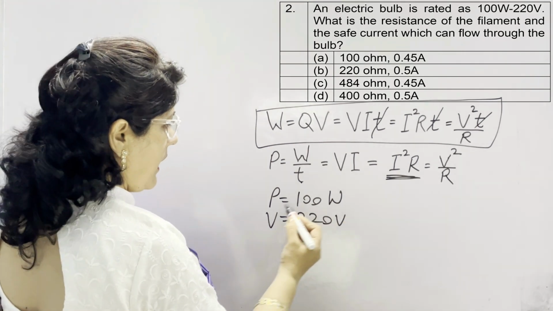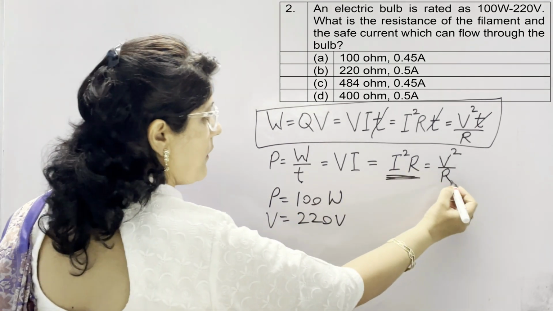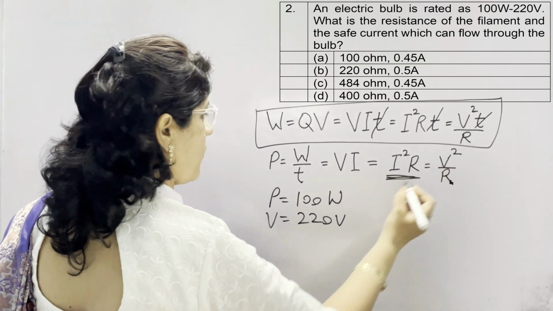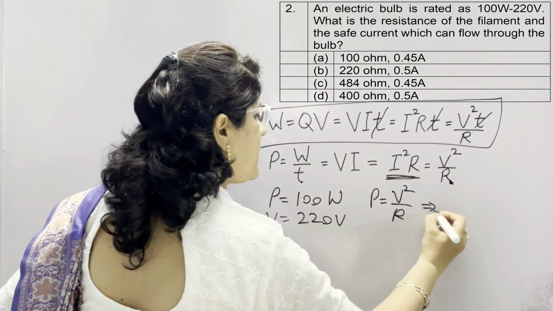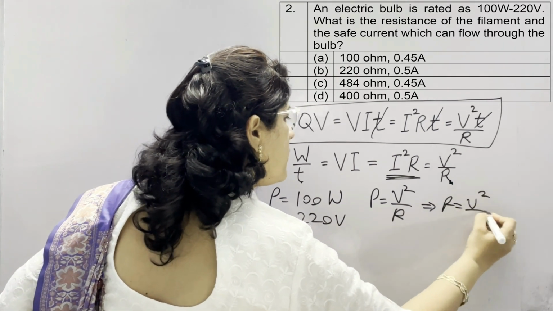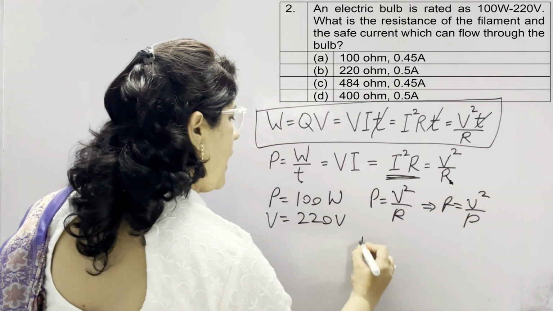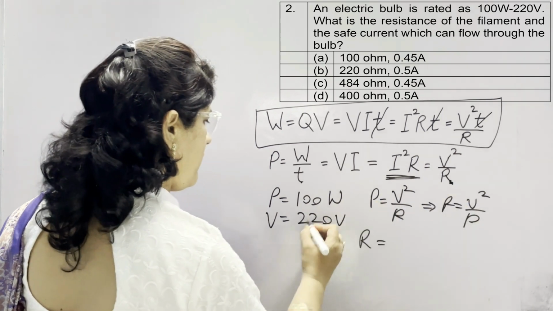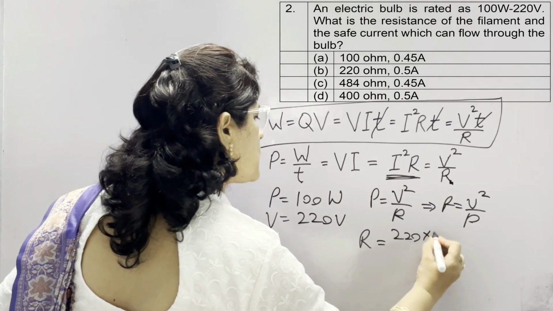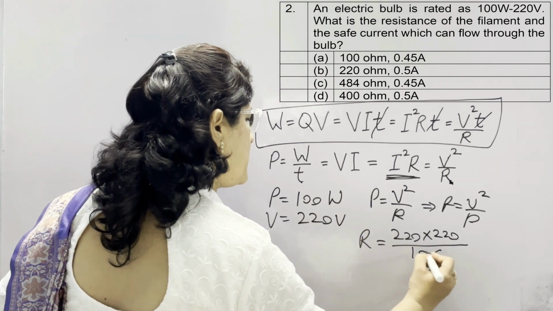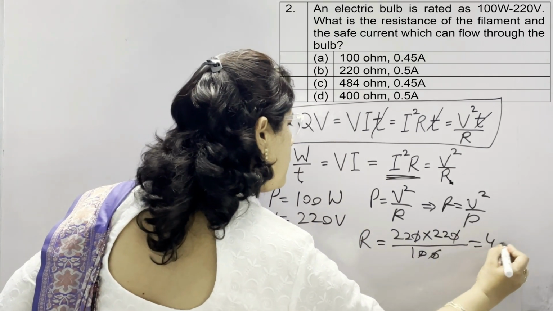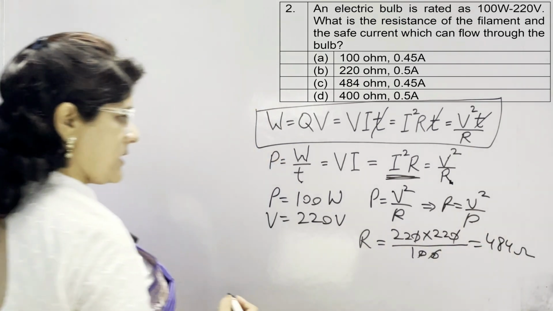V is given and P is given. Calculation of R is required. We can use this formula here. P is equal to V square upon R, or we can say R is equal to V square upon P. So resistance R is equal to V, the value of V is 220, square means multiply 2 times, upon power, which is 100. Cancellation of zeros, 22 into 22, 484 ohm is the resistance.